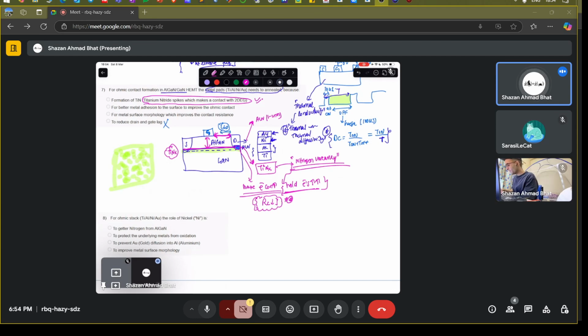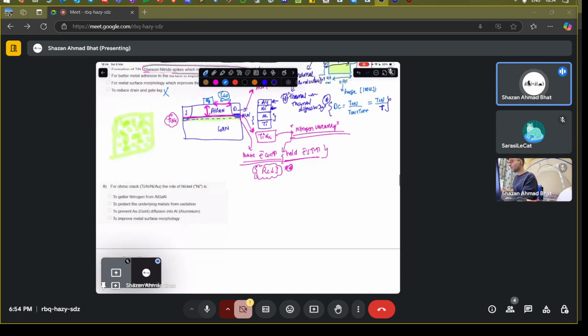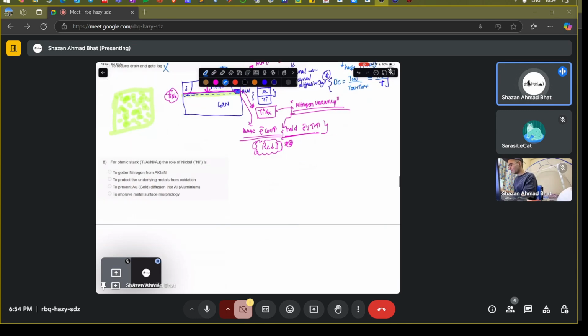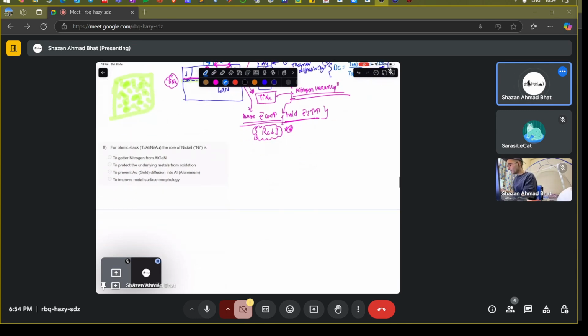And there is the gate to channel distance and the gate to drain distance. All of these dimensions are really important, and the fabrication people have to take care of them, and accordingly they can get performance out of this device. Now, what is the other thing?